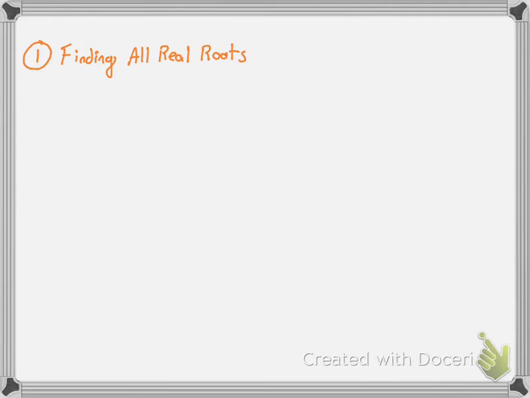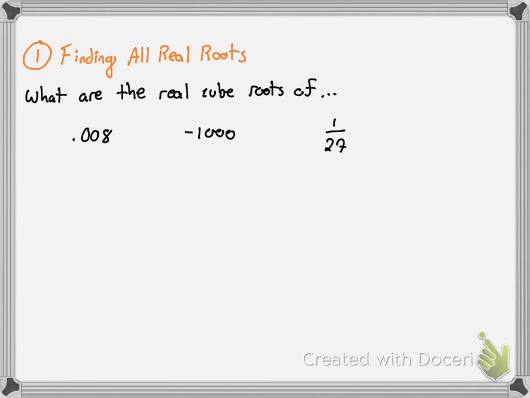So now, in some examples, let's find all the real cubic roots of these numbers. A lot of these you could just do in your calculator. So I do the cubed root of 0.008, I get 0.2. I take the cubed root of negative 1,000, I get negative 10. Cubed root of 1 over 27, and I get 1 over 3.